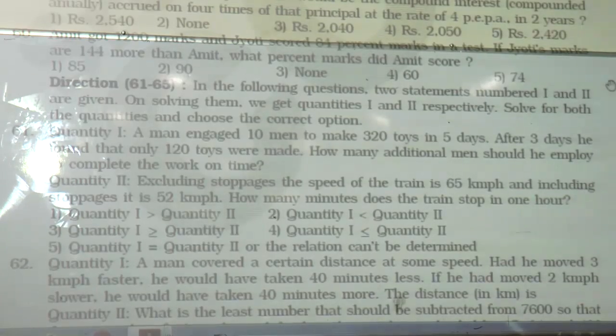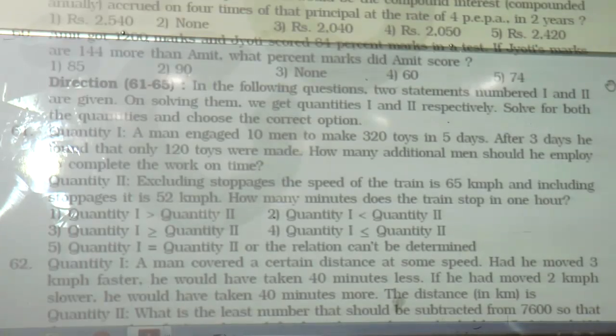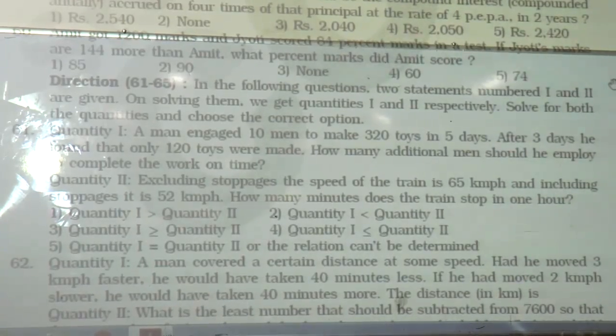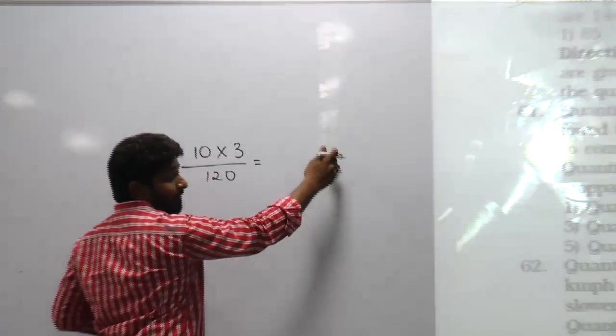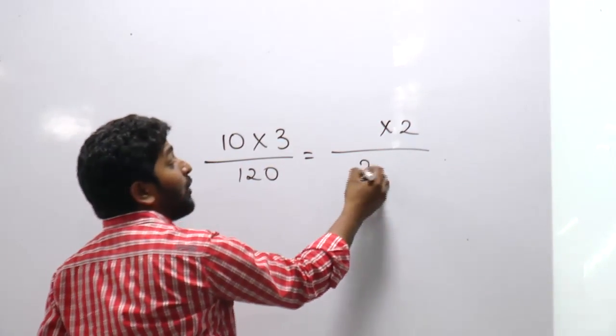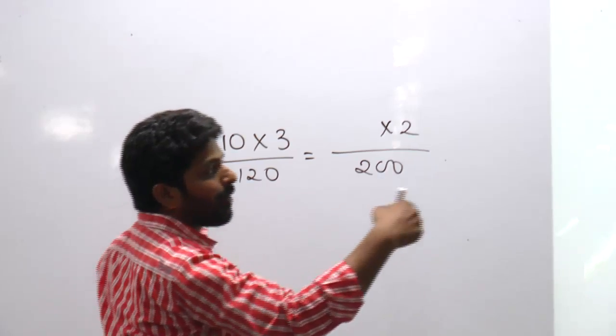So, you have to complete the total work in 5 days. Out of 5 days, 3 days are already over. How many men started here? 10 men started. Worked for how many days? No, worked for only 3 days. And they completed 120 toys. Remaining how many days do we have? 2 days. How many toys are left? 200 toys. How many more men should he employ?